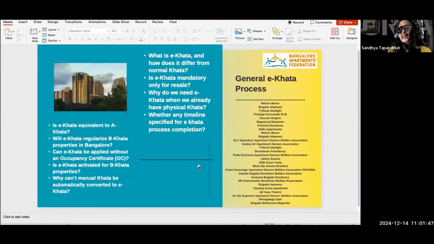So we'll start with the general process on e-Khata. Sir, if you can just take us through what the e-Khata is and how it differs from the normal Khata.